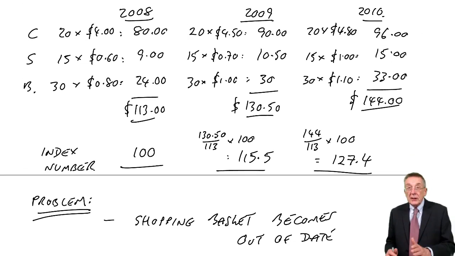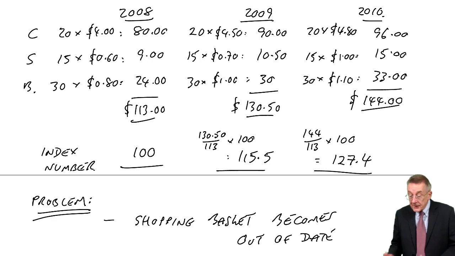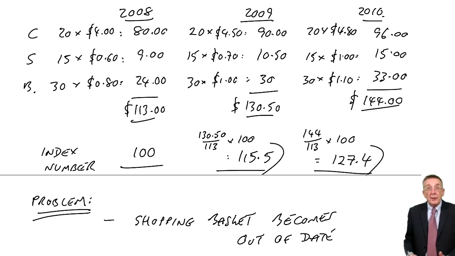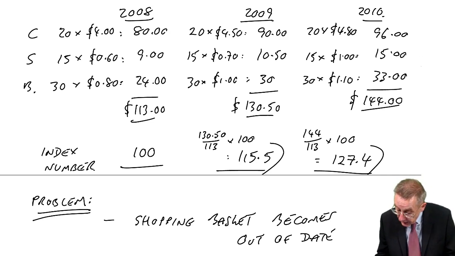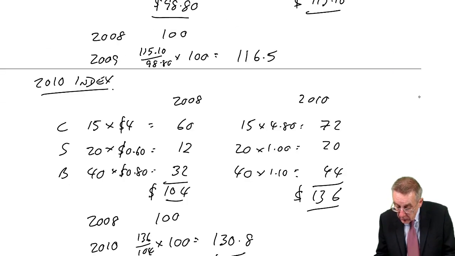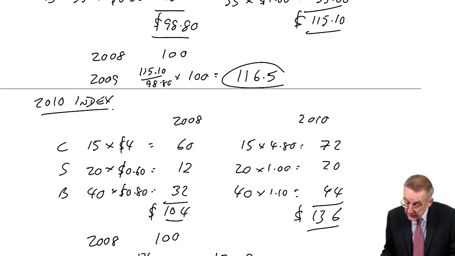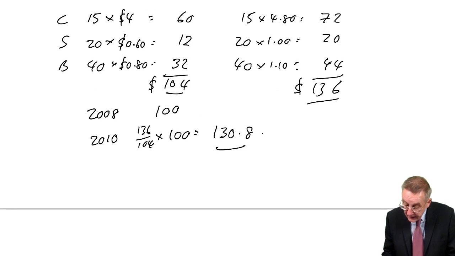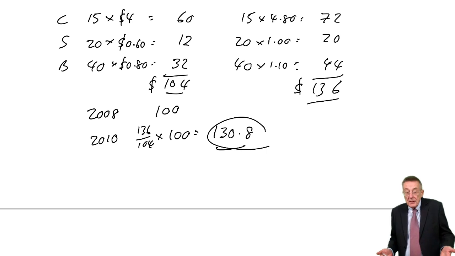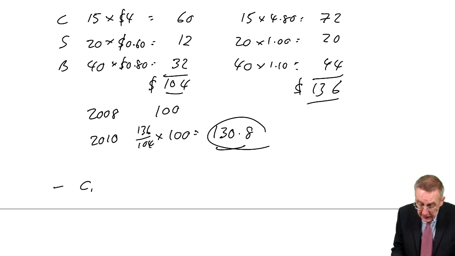those index numbers were all calculated using the same quantities. So you can compare 115.5 with 127.4. It was the same quantities each time. With Paasche, though, you can't compare the 2009 index with the 2010 index because there were different quantities. So you cannot compare from year to year.